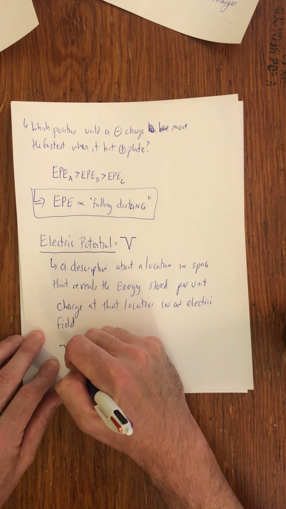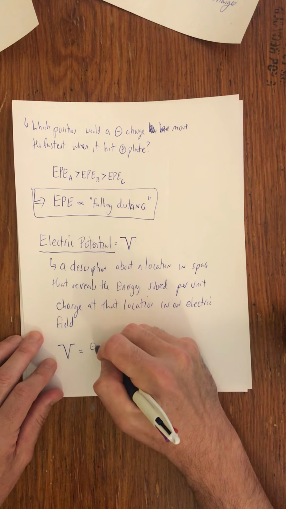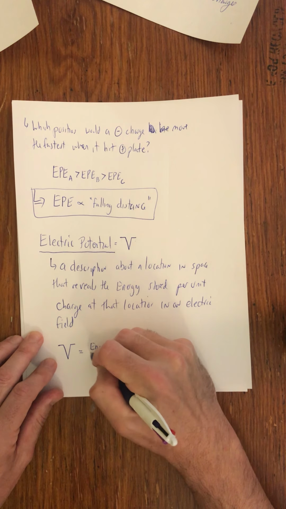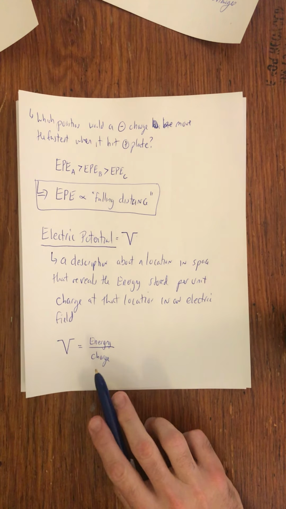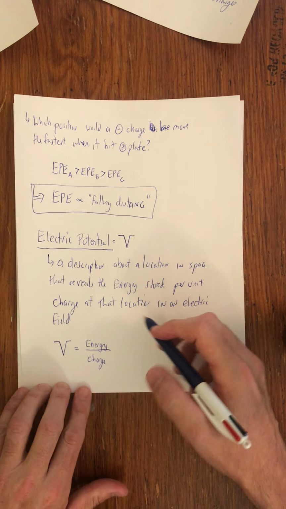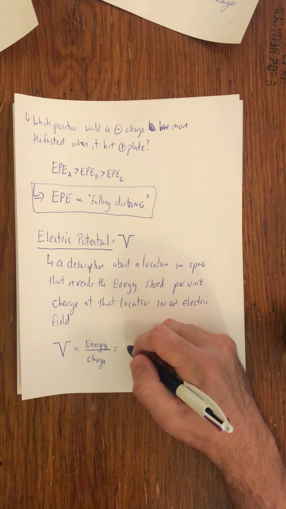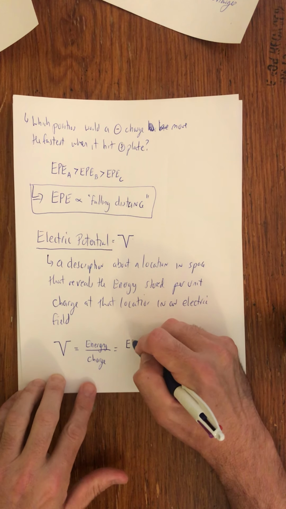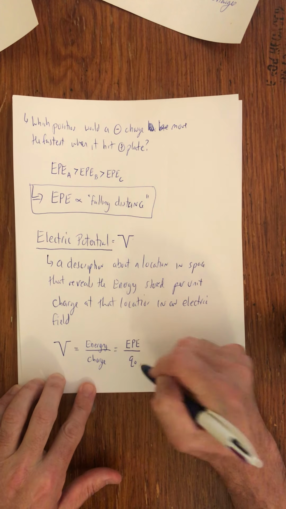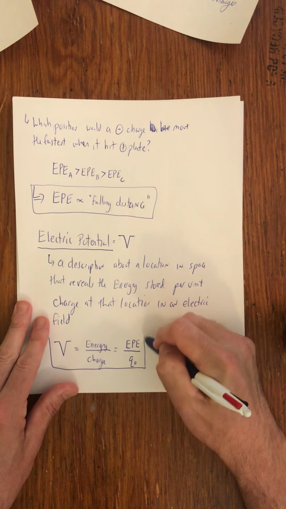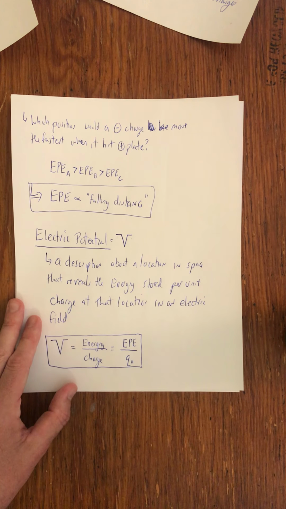So I'm going to define V, the electric potential, to be the energy per unit charge. Now, what charge is that? That's not the source charge, that is the charge at that location in space. So if I'm going to turn this into a real equation, the energy, very specifically, is electrical potential energy, and the charge is Q naught. And there we go, that's my definition: the energy per unit charge at that location in space.